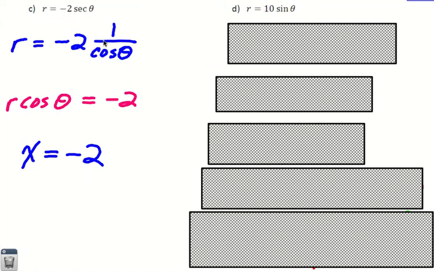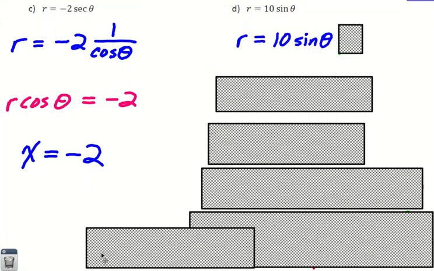So what happened over here? This became 1 over cosine, and we were able to get an r cosine, but this one is already sine of theta. You're not just going to get r sine. What are you going to do, divide the sine of theta over there? That's not going to make r sine of theta. That's going to make r over sine of theta. That's not good. So what are we going to do here?